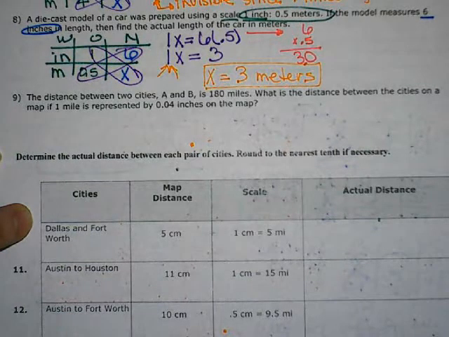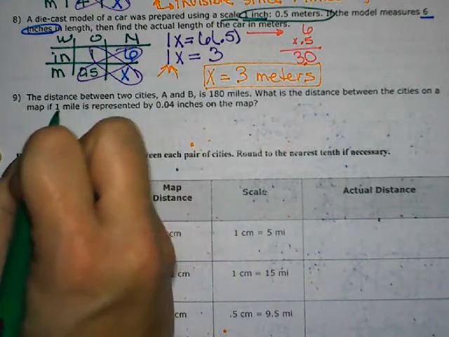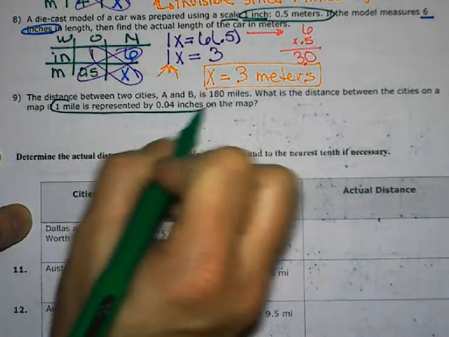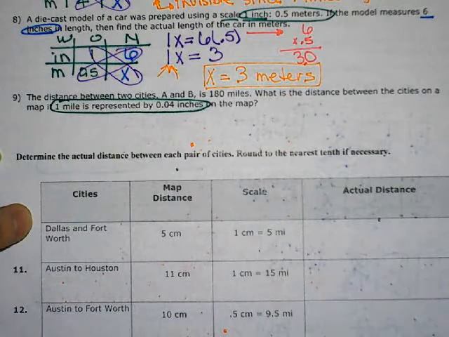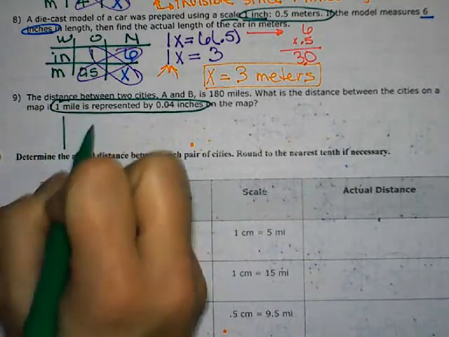Let's try number 9 together as well. The distance between two cities, A and B, is 180 miles. What is the distance between the cities on a map if 1 mile is represented by 0.04 inches on the map? Number 9 does not tell us they are using a scale. But since I know that 1 mile is 4/100 of an inch, I know that that is my scale.